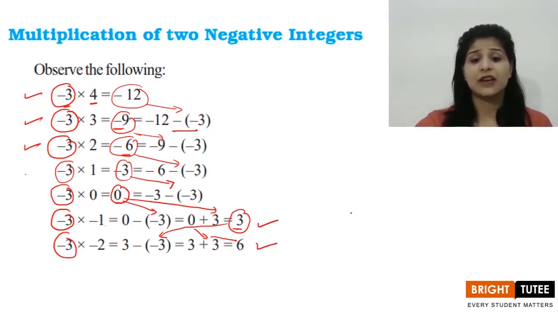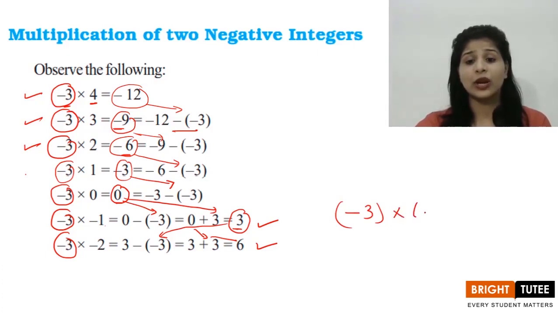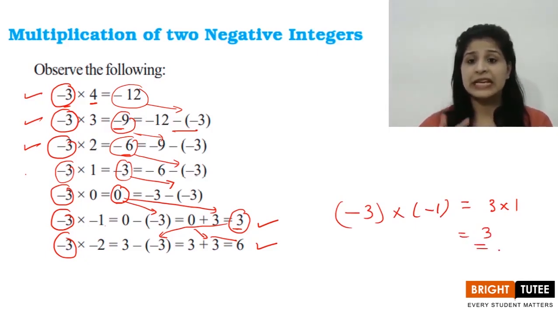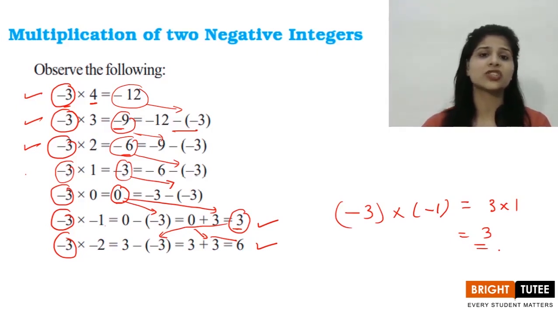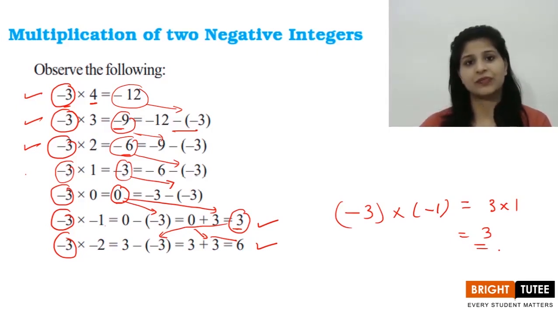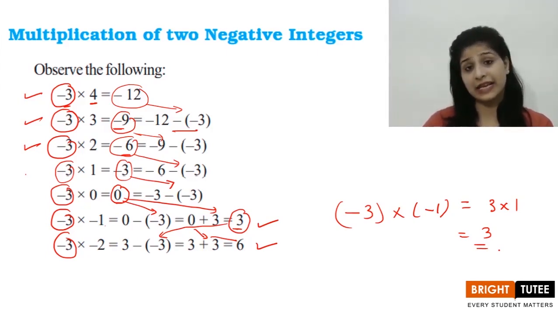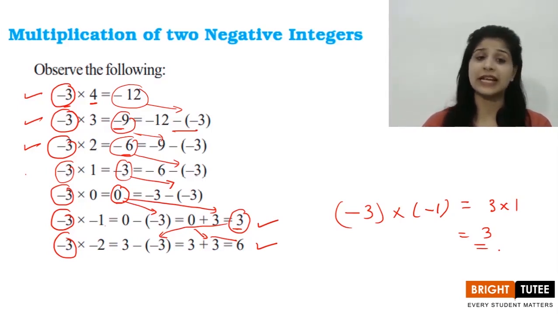So that means when we multiply two negative integers, we multiply only the whole numbers 3 and 1, that gives us 3. Negative in multiplication becomes positive, right? Whenever you multiply two negative integers, the answer is always going to be a positive one. You multiply the two numbers, you can call them whole numbers, and just forget about the signs. You don't have to take care of the signs. If both are negative, you are going to get the answer as a positive integer.